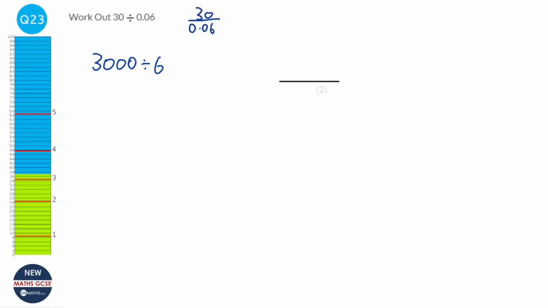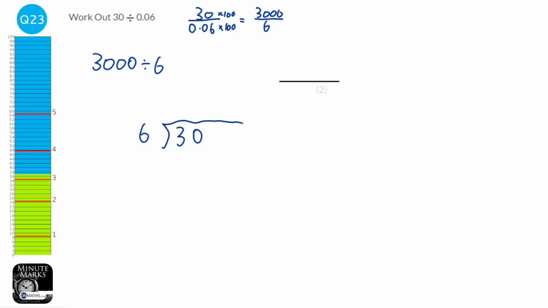And you know with fractions you can just times the top by something and times the bottom by something. It doesn't change the fraction at all. It just keeps it exactly the same. So we're going to use the bus stop method to find out what that is. So we're going to divide that out. 6 doesn't go into 3, so carry that. 6 into 30 goes 5, 6 into 0, 6 into 0, so that's going to be 500.